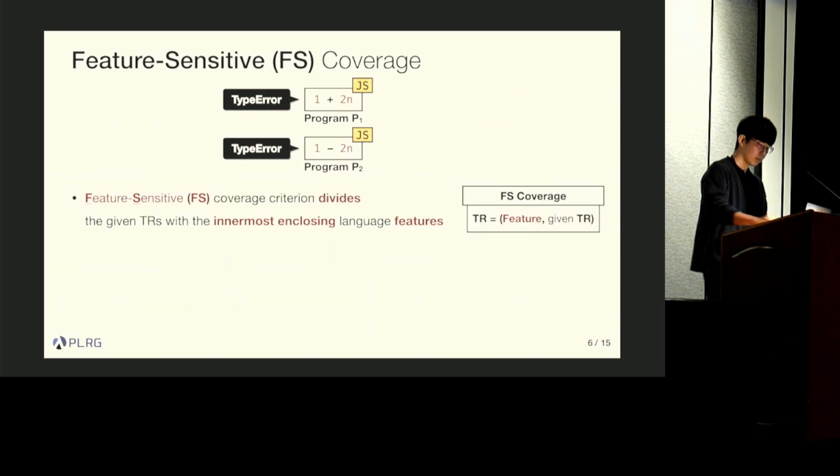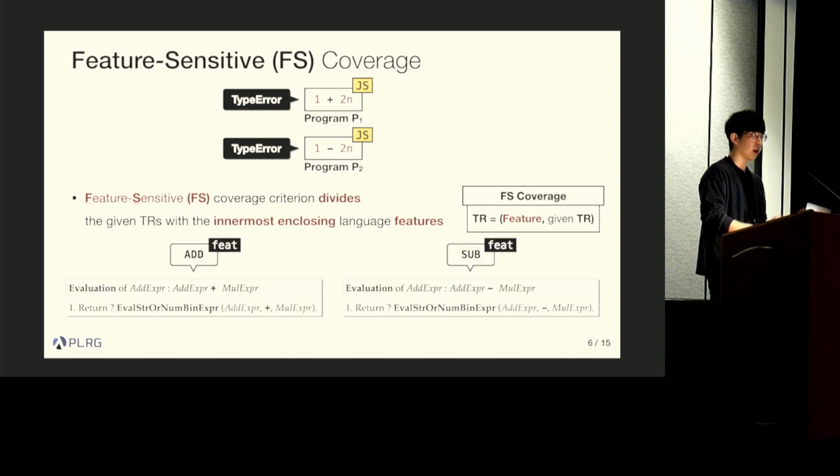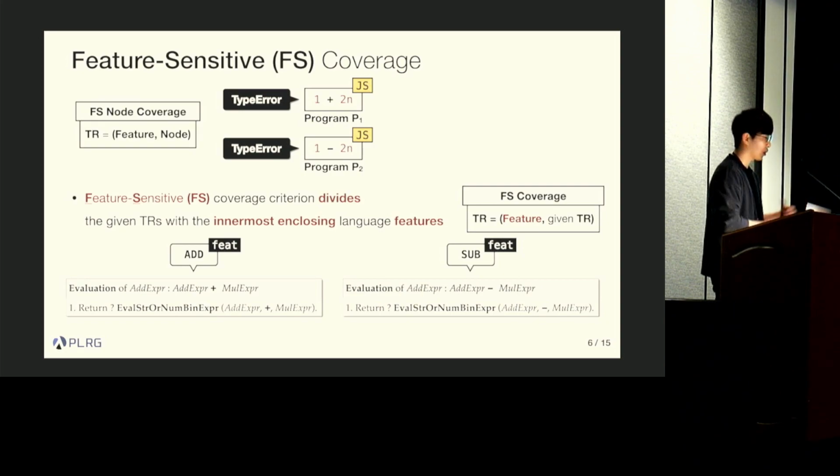So feature-sensitive coverage criteria divides the TRs with the innermost enclosing language features. I will explain the example. In this example, there are two different language features, add and sub. And if we measure the feature-sensitive node coverage, now the test requirement becomes a pair of feature and node.